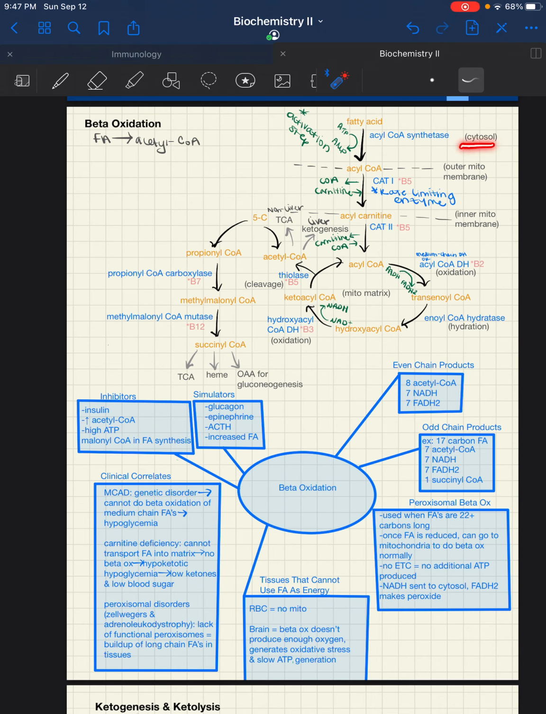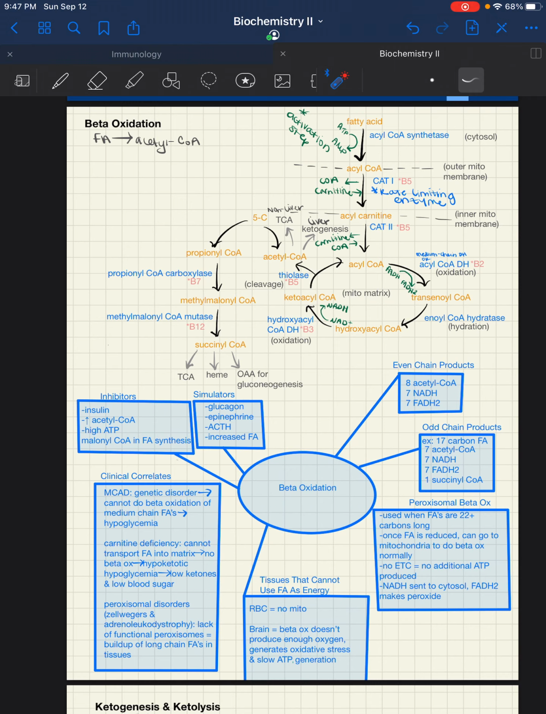So the first step is in the cytosol. We're using acetyl-CoA synthetase to turn a fatty acid into acetyl-CoA. That's known as the activation step, this first step, because ATP is being put in to be used as energy. It's putting energy into the step.